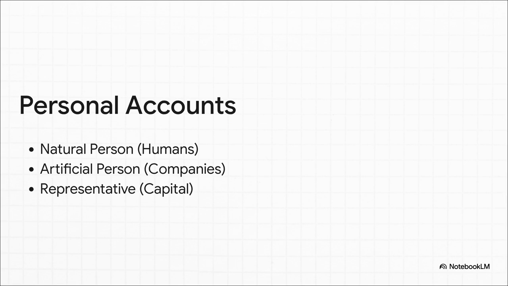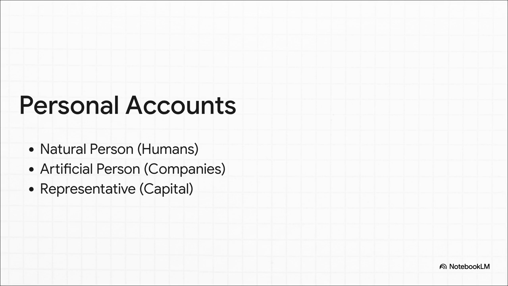First, we have natural persons. These are actual, living, breathing human beings created by nature like Rohit or Olivia. Second, we have artificial persons. These are legal entities created by humans and recognized by the court system, like a multinational corporation such as Reliance or an institution like a bank.